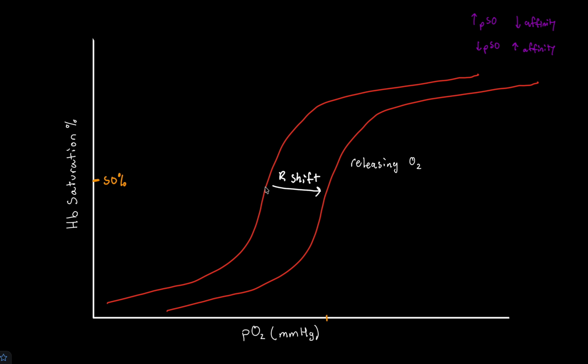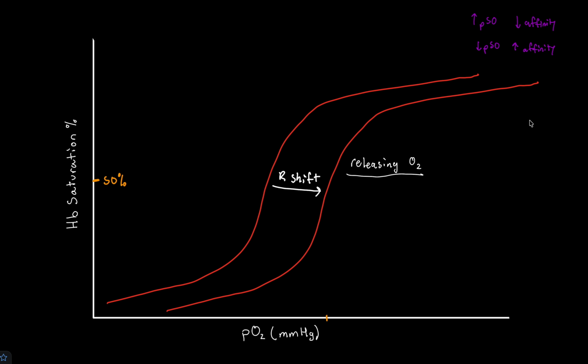And one thing that you'll notice is that our P50 value actually increases. So this was our original P50 value, like maybe 20, and over here we've increased it to 30 millimeters of mercury. So by increasing our P50, we talked about that decreases affinity. So when we increase our P50, move to the right, we're decreasing our affinity for oxygen, which means we are going to be releasing oxygen. So it makes sense that when we have a right shift, we are releasing oxygen.